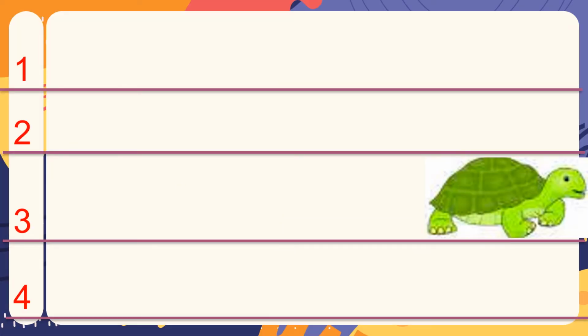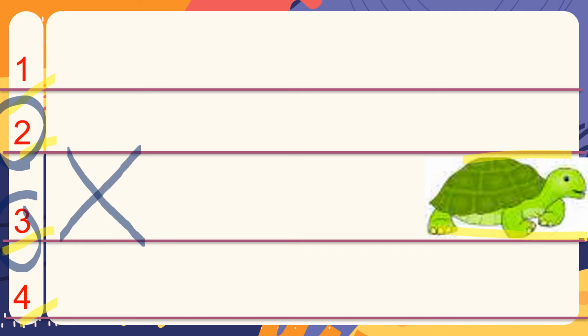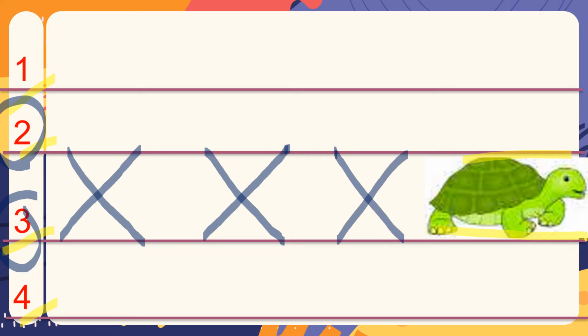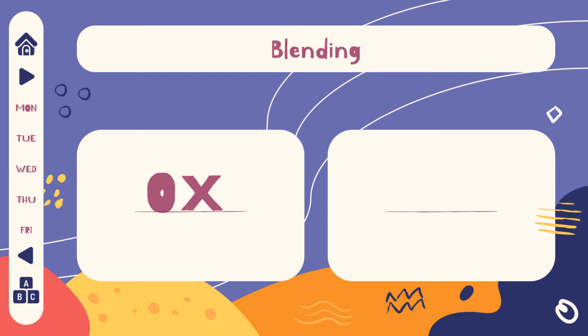Now let's see together how we write the x sound. As usual, we remind ourselves that we have 4 lines in English. And here we have a picture of a turtle. So this letter is a turtle letter, and we write it from line number 2 to line number 3. Let's start. Start from line number 2, down, then again from line number 2, down the other way, and again from the top, down the other way, opposite. That's it.